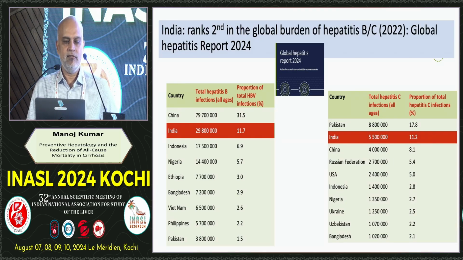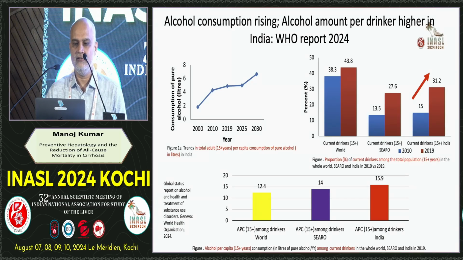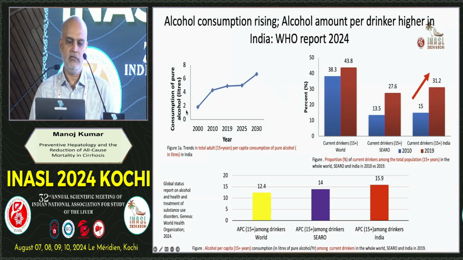Now, India still ranks second in the global burden of hepatitis B and C, and for hepatitis B, it is behind China, and for hepatitis C, it is second behind Pakistan. And alcohol consumption is also rising. Alcohol consumption per liter is increasing. Current drinkers are also increasing from 2010 to 2019, and the alcohol amount being drunk per drinker is also high as compared to the world and also as compared to the SEARO countries.